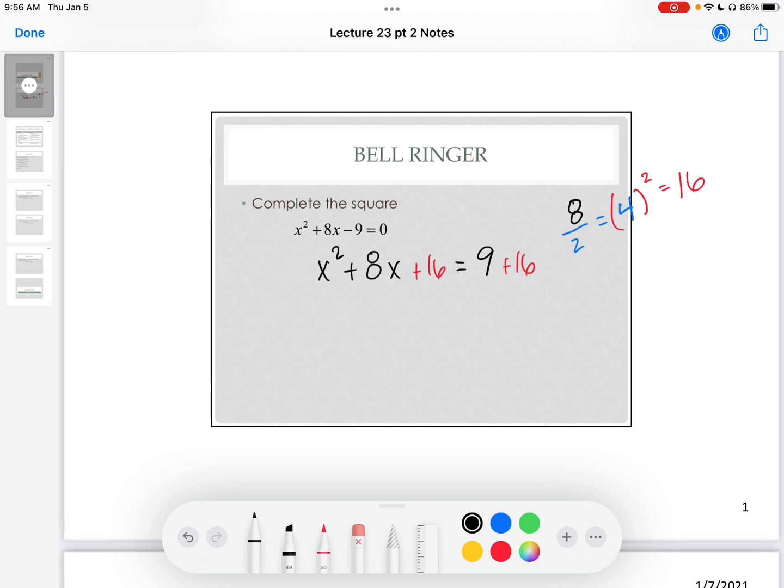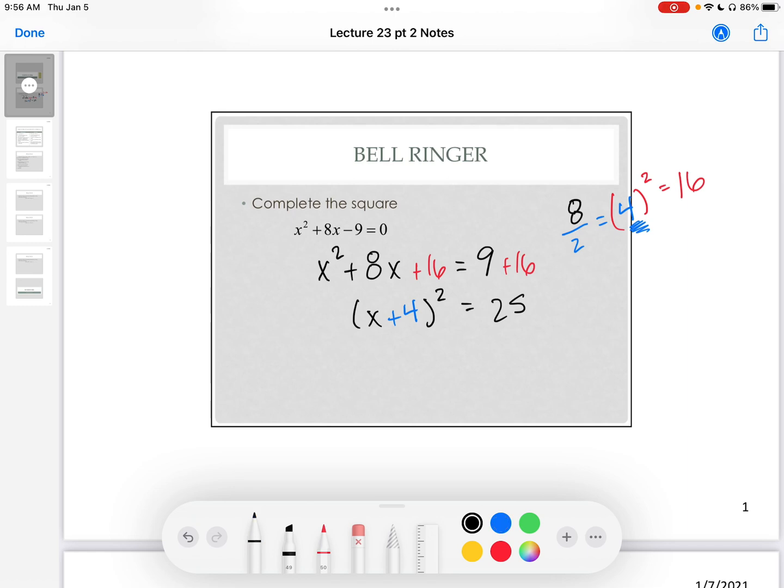Then, once I do that, that magic number allowed me to force this thing to factor. It forces it to factor into x something squared. So what is the something that goes in the space? Well, that would be our secret number. And that secret number is a positive 4. So I end up with x plus 4 squared equals 25.